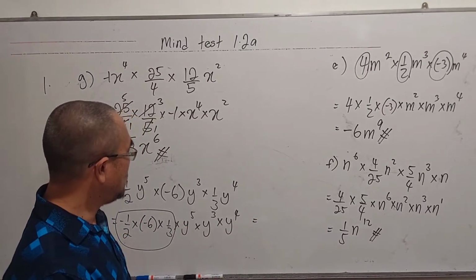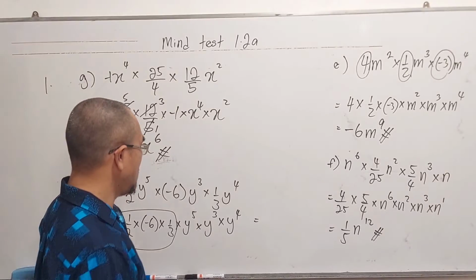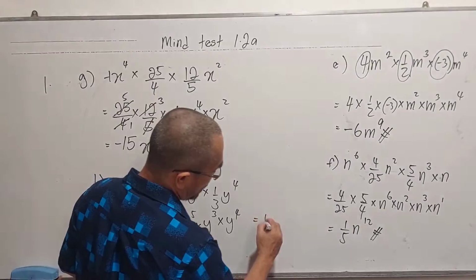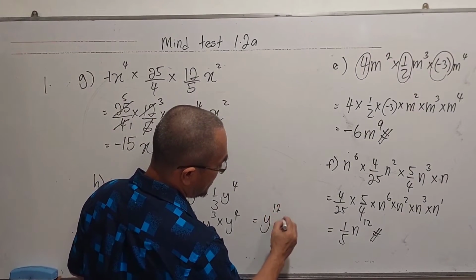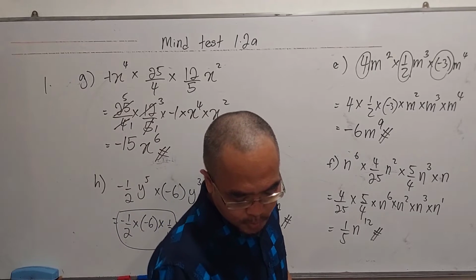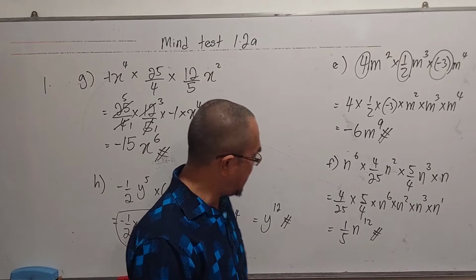Okay. So y to the power of 12, because 5 plus 3 plus 4. So we have y to the power of 12. And is there any more? 1.2, okay, 1.2b. That's it. Okay.